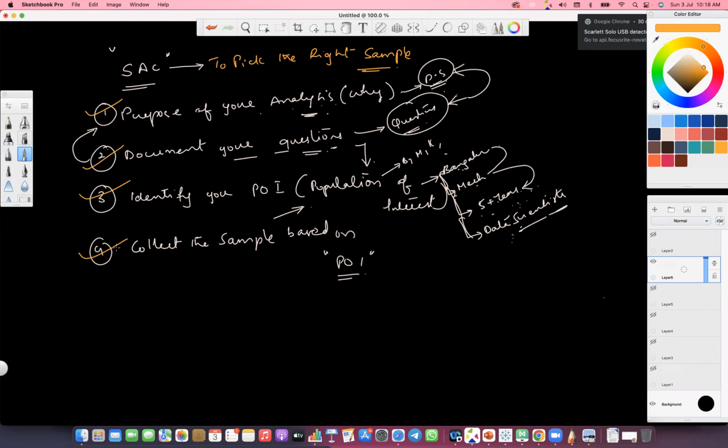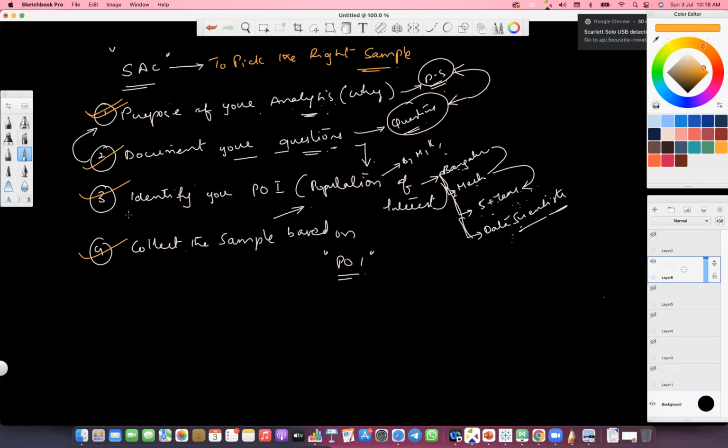Now, by learning the statistical analysis considerations, you will apply them whenever you are trying to buy a house. What is the purpose of your analysis? Let's take our day-to-day activity. Let's take one task right now, as a class task: buying a house. For buying a house, can you write down the purpose of your analysis, document your questions, and identify your population of interest? Collecting the sample is not required. If you identify the population of interest, only then do we pick a sample from it.